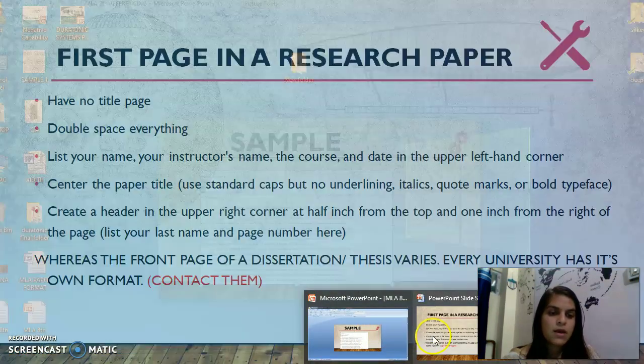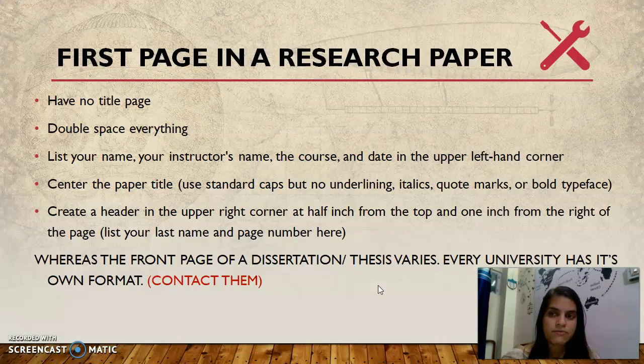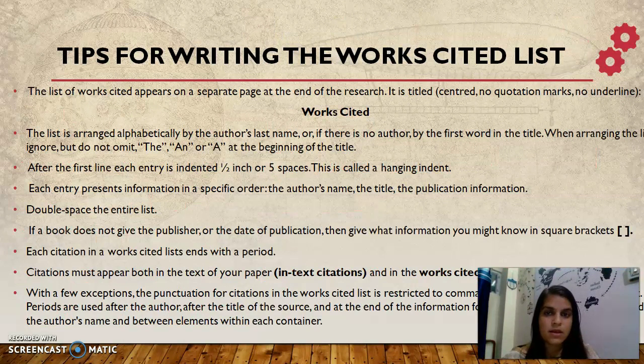Now getting back to the slide, this is the sample that I've just told you, and these are the lists. In an MLA paper, there should be a header with the page number located in the upper right hand corner. Like I showed you, we have to use italics for titles, and endnotes have to be placed on a separate page before the list of the works cited.